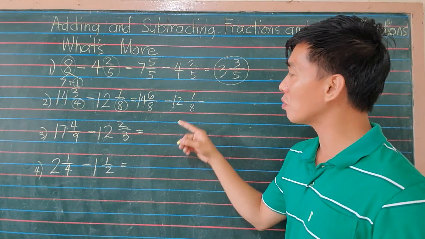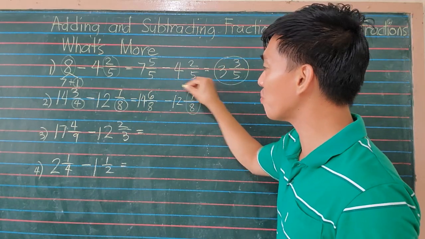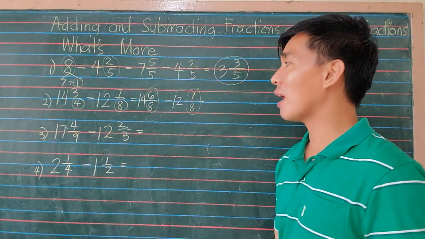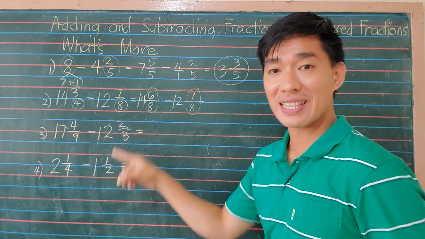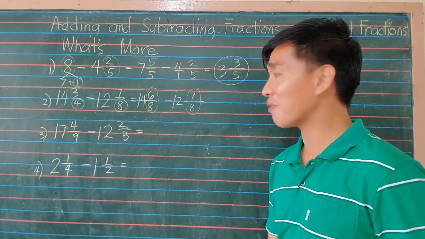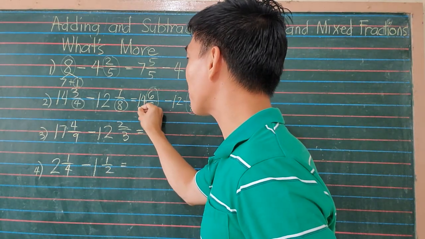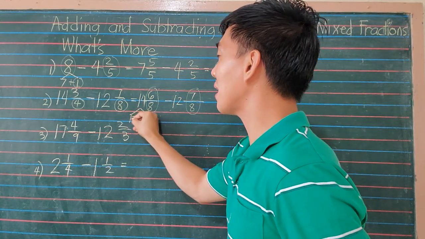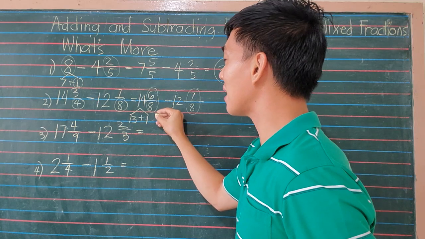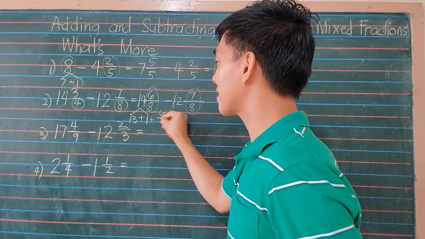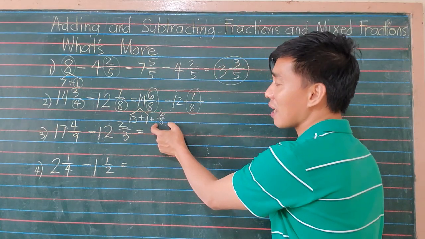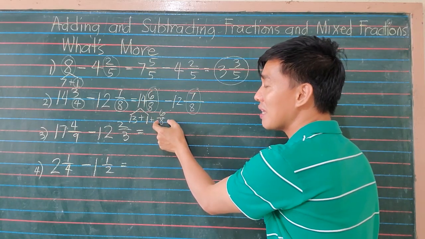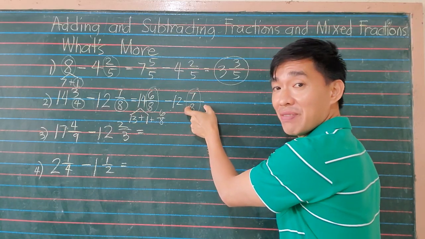Next po, yung 7/8 is too big para kukunin natin sa 6/8. That's not enough. So we will borrow here from the whole number 14. We will borrow 1 para madagdag natin sa 6/8. Okay? Kasi yung 6/8 is hindi enough para kukunan natin ng 7/8.